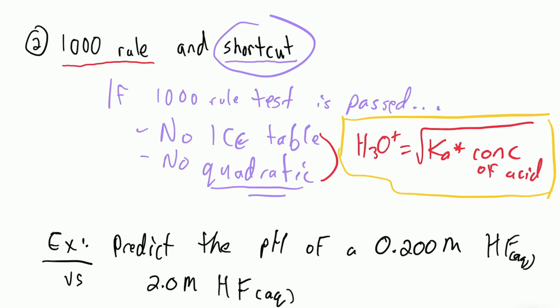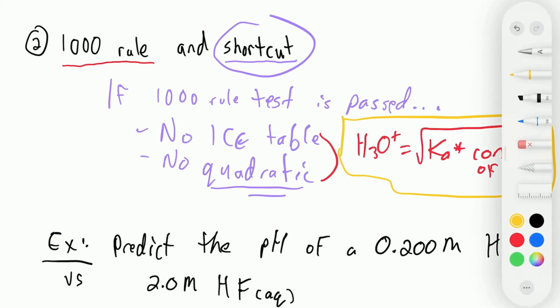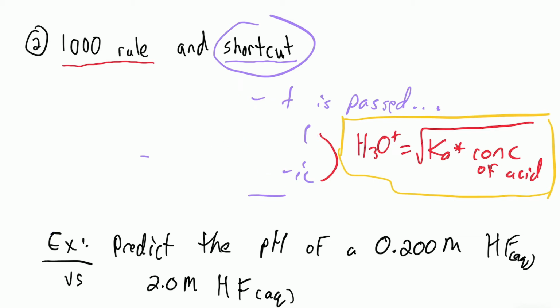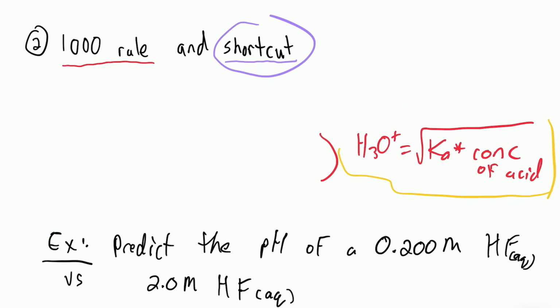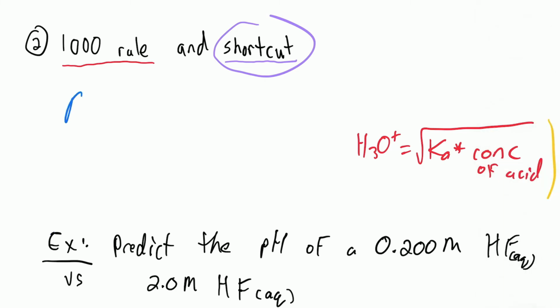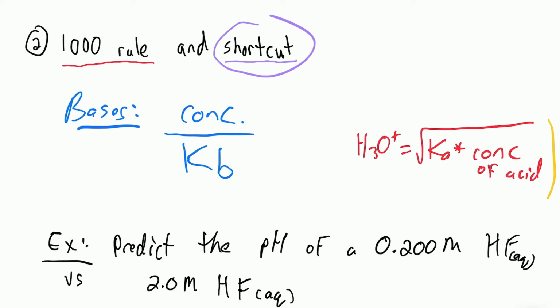Now the same is true for bases as well, except the only thing is, when you're doing the 1,000 rule test for the base, and I'm going to erase this here so that we could see what the formula would look like. If we're going to do the 1,000 rule for the base, then instead of the Ka value being used for the 1,000 rule, we're going to use the Kb. So for bases, you're going to take the concentration given and you divide it by the Kb value, right?